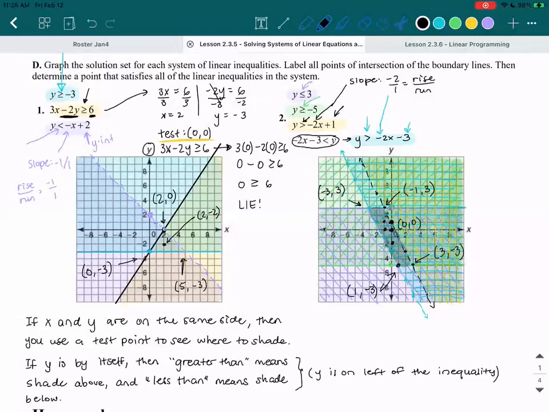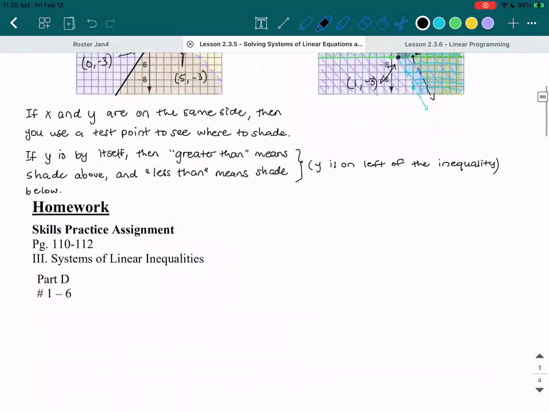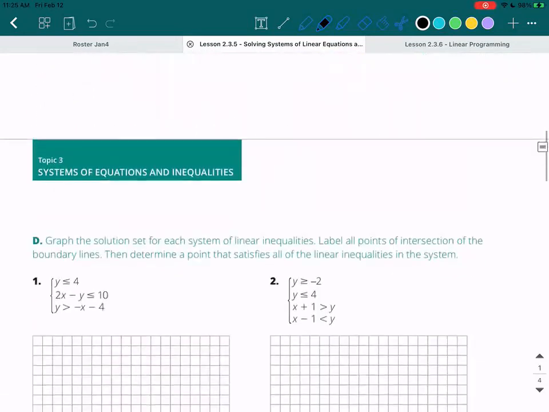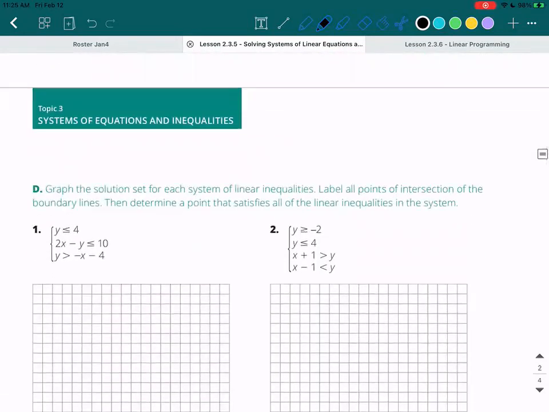Okay, so that was our 2 examples for this section. And then for your homework or rest of class time, you guys are doing the skills practice part D, 1 through 6. So it's only 6 problems that are like this. I know they take a longer time, that's why there's only 6 of them. You graph all of them, and you label your points of intersection and you determine a point that satisfies all of the linear inequalities in the system. If you have any questions, please call me over into your breakout room so that I can help you out, okay? I'm going to see you guys in the next video or see you guys later.